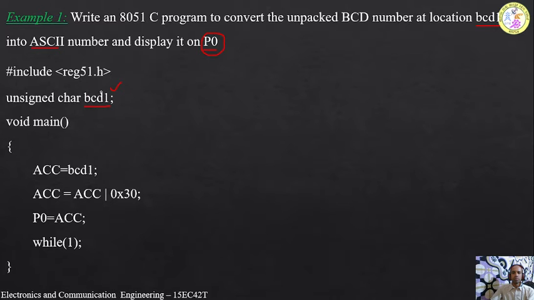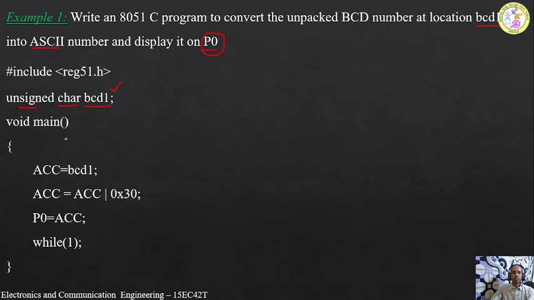So this is a variable. It can be anything, any name you are able to give. It is a variable of type character, and it is unsigned character. Since it is declared before the main, since this variable is defined before the main, this type of variable is called a global variable. And this global variable can be accessed by any of the functions, including the main function.